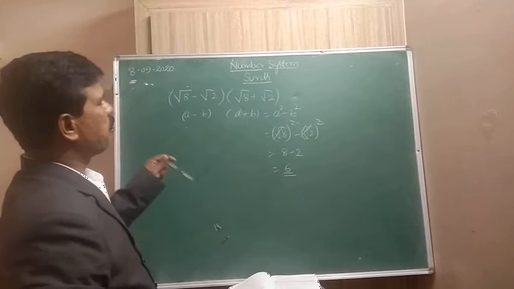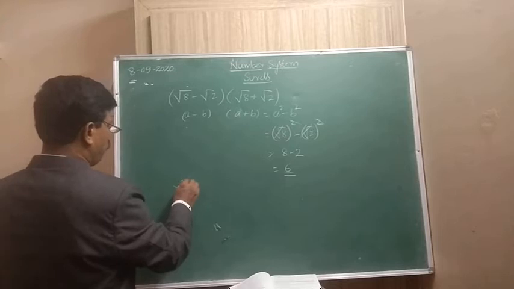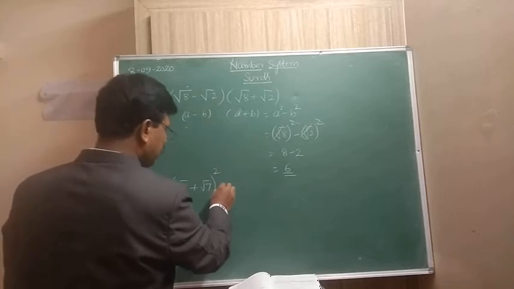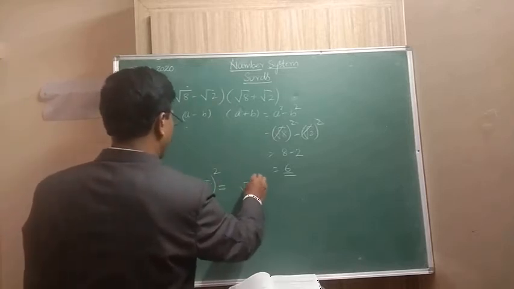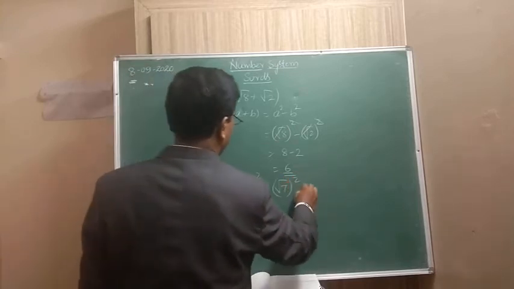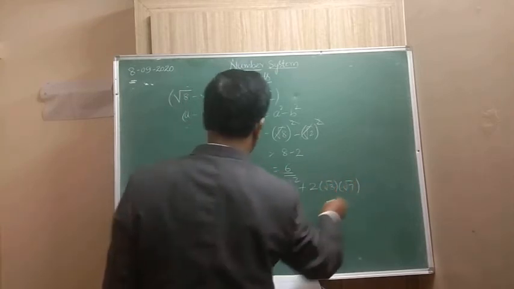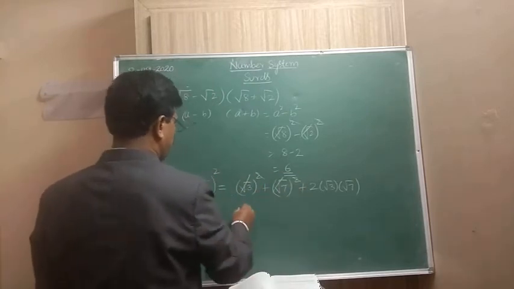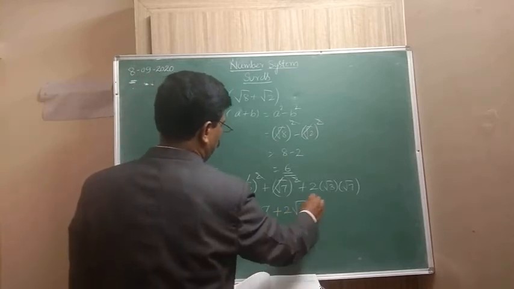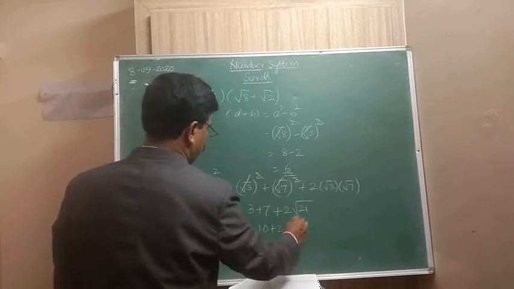Now the a plus b whole squared formula: root 3 plus root 7 whole squared is equal to root 3 whole squared plus root 7 whole squared plus 2 into root 3 into root 7. So the square roots get cancelled. This is 3 plus 7 plus 2 root 21, or this is 10 plus 2 root 21.